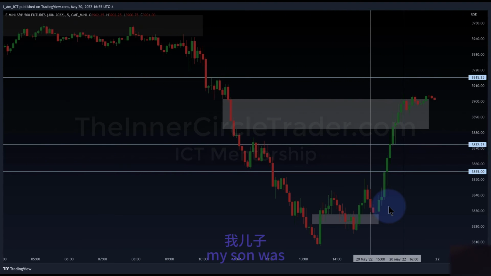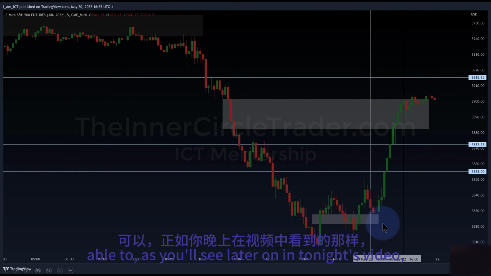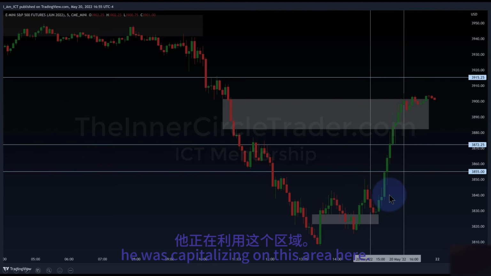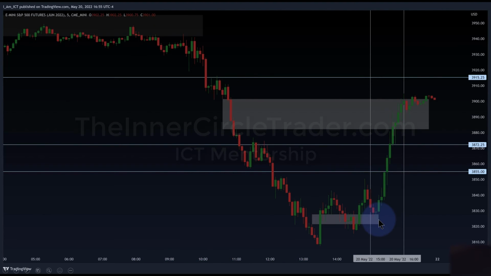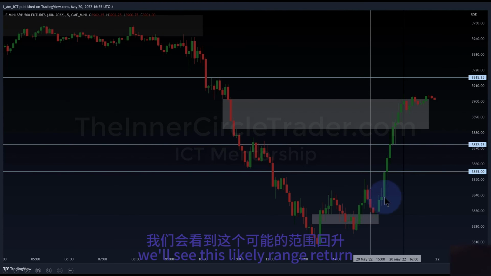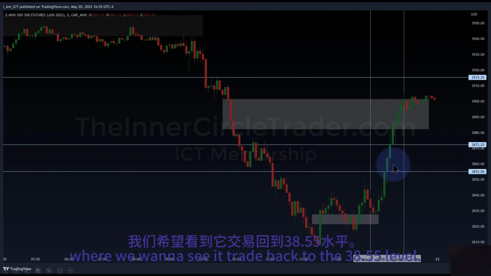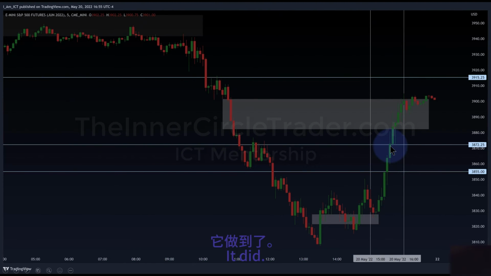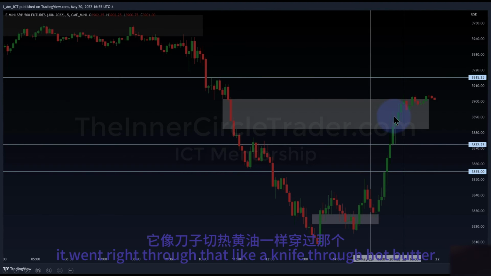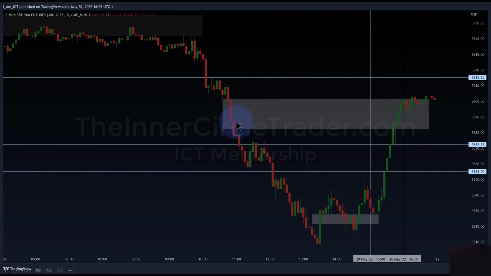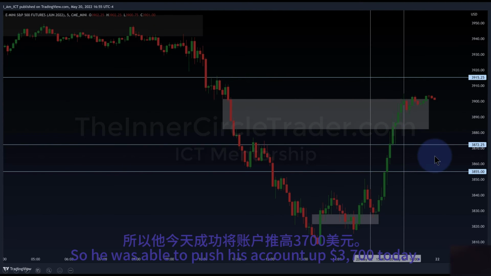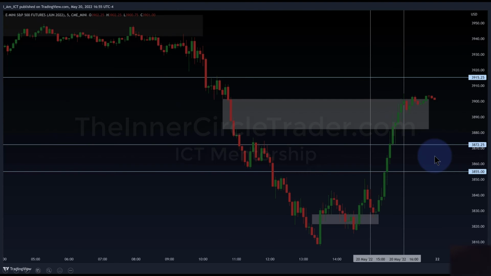But my son was able to, as you'll see later on in tonight's video, capitalize on this area here. We were talking about it, and I told him we'd likely see this range return, where we want to see it trade back to the 38.55 level. We want to see it run right through that. It did. And the 38.72 level, it went right through that like a knife through hot butter up into this area here. And he was buying in here. So he was able to push his account up $3,700 today.